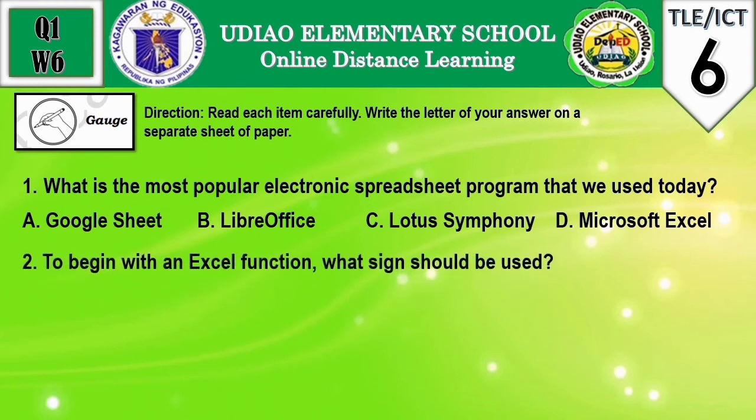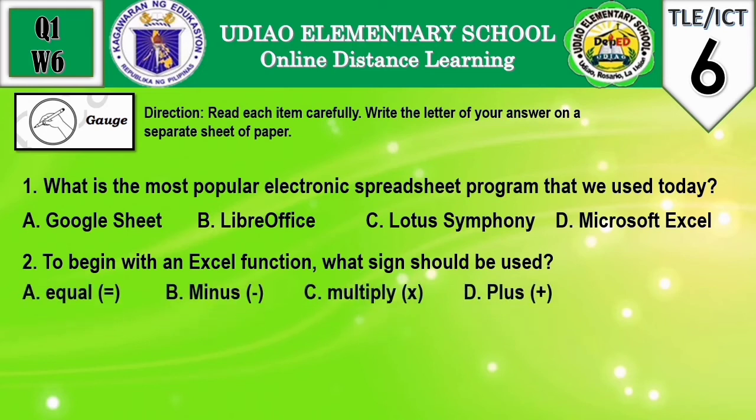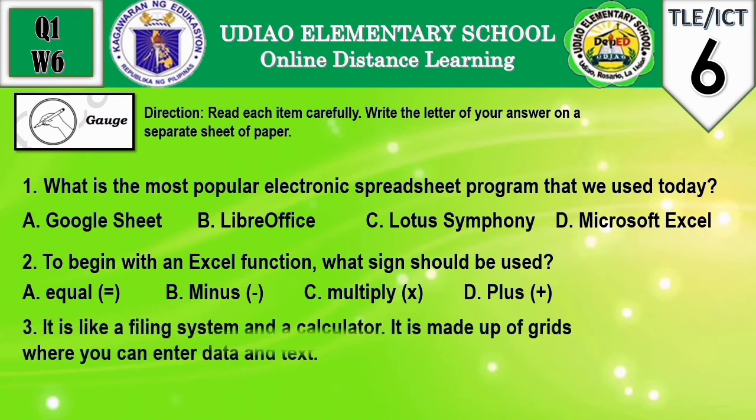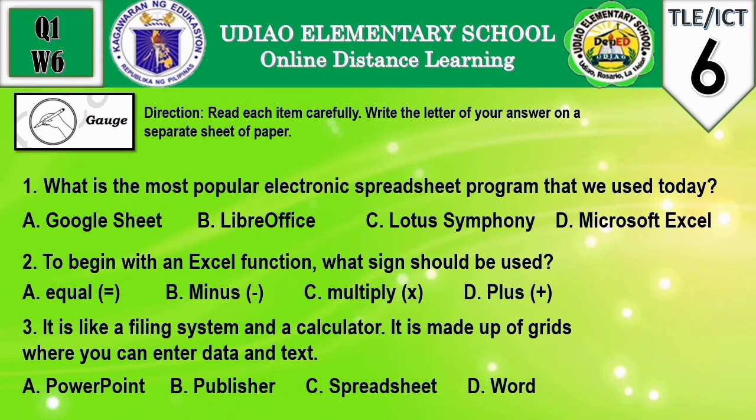Number 2. To begin with an Excel function, what sign should be used? A. Equal. B. Minus. C. Multiply. D. Plus. Number 3. It is like a filling system and a calculator. It is made up of grids where you can enter data and text. A. PowerPoint. B. Publisher. C. Spreadsheet. D. Word.